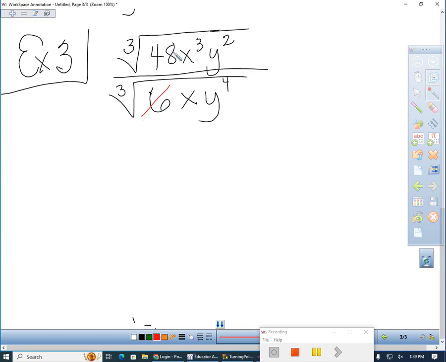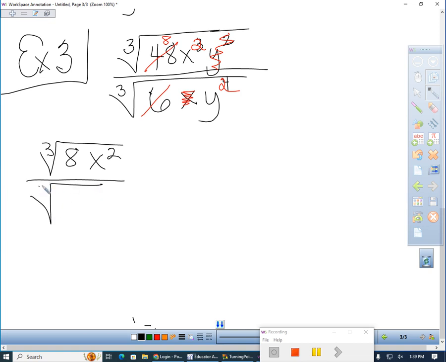6 goes into 6 once, 6 goes into 48 8 times. What else? Which x would stay? Yep, so this is gone. We get x squared on top. Get rid of the y's there for y squared on the bottom. So I'm going to rewrite this. I have the cube root of 8x squared over the cube root of y squared.